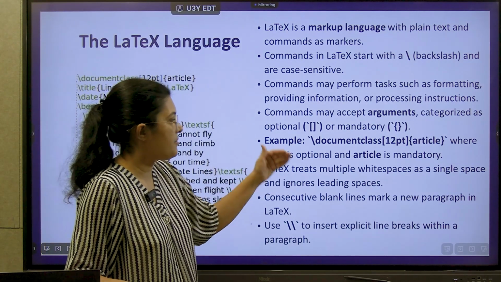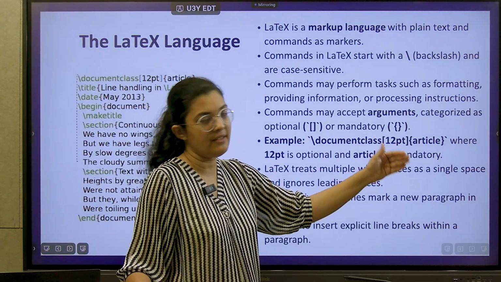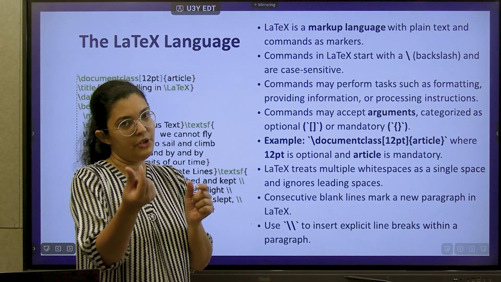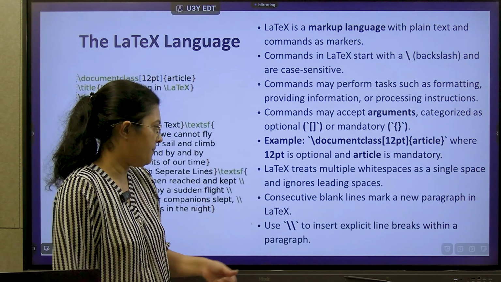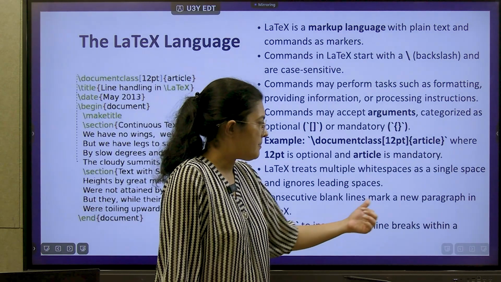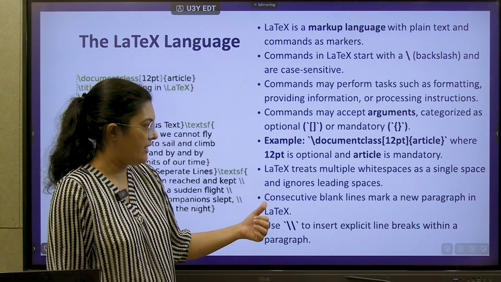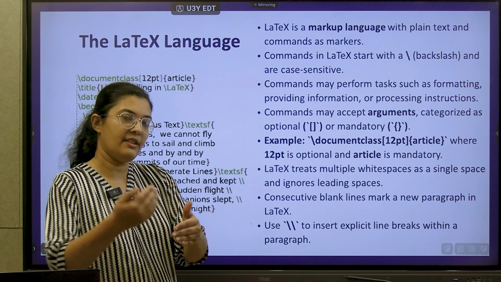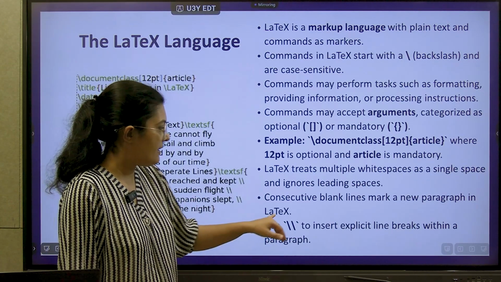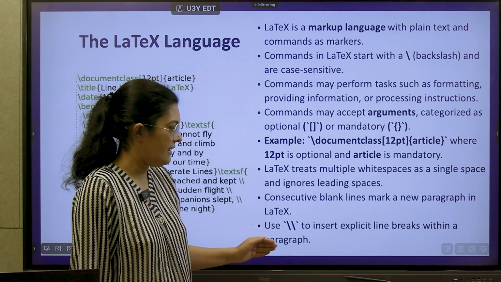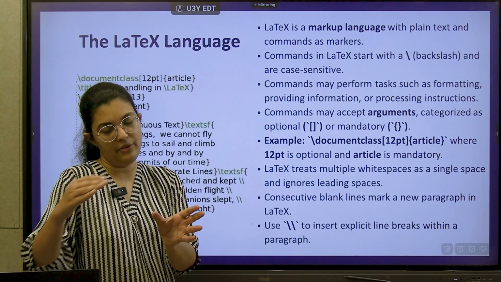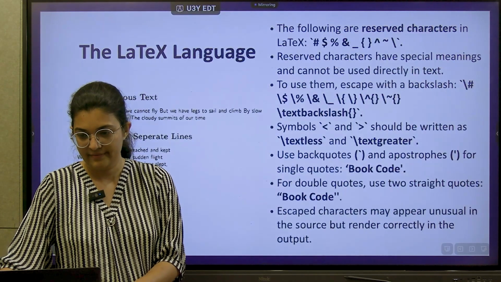So it treats multiple white spaces as a single space. That means if you give more spaces, in the output you will get a single space only. Consecutive blank lines mark a new paragraph, right? If you give multiple blank lines, it will be considered as a new paragraph. Double slash is used to break the line within a paragraph, right? If you want to break a line, then you have to write 2 backslashes for that.